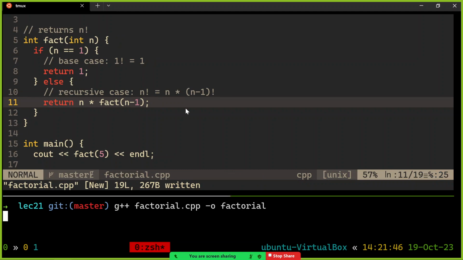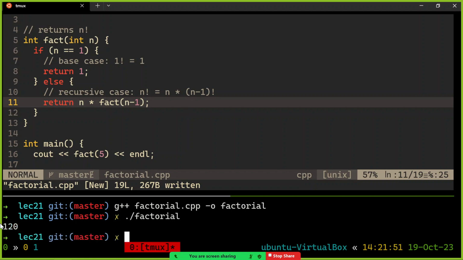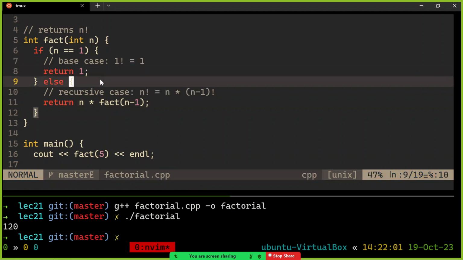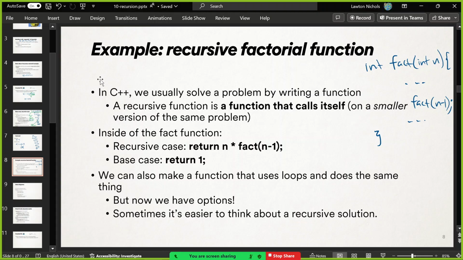No while, no for anywhere in sight. But I get my answer. I get 120 back. Woohoo. Any questions about how the code is the equivalent of the rules that we created? Because it just seems like magic, right? I love recursion. So you could also have used loops to do the exact same thing.